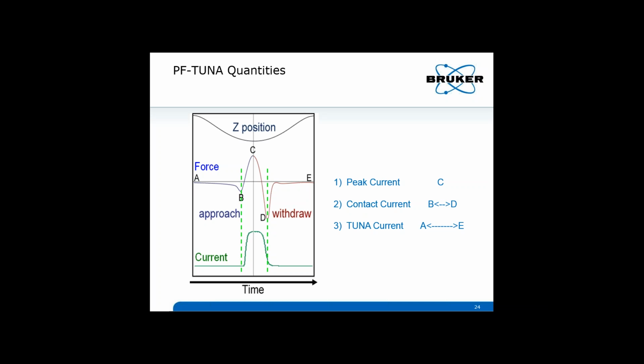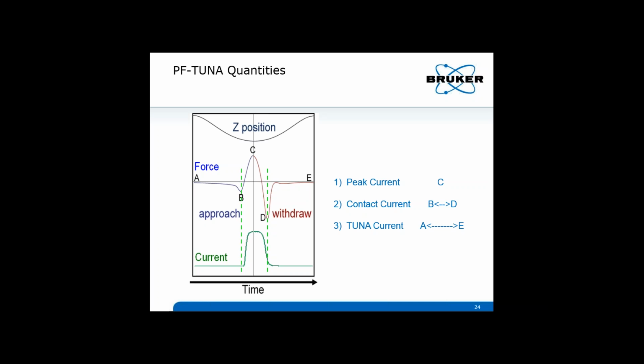In the full cycle, we can see that we have different contact cycles. From point B to point D, this is the contact time between the tip and the sample. In this contact time, we calculate the current, and we call it the contact current. From point A to point E, this is the tuner current. From point B to point D, this is the peak current.